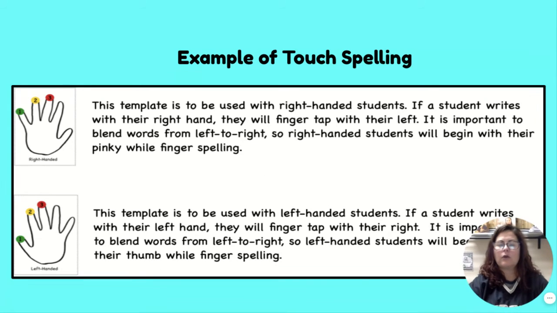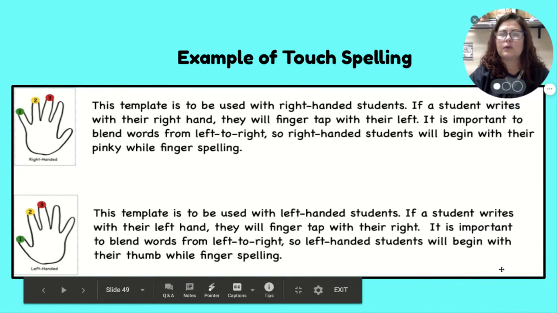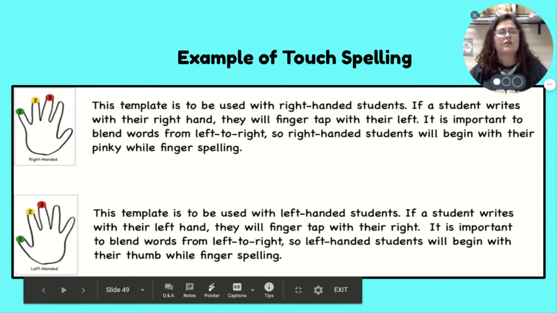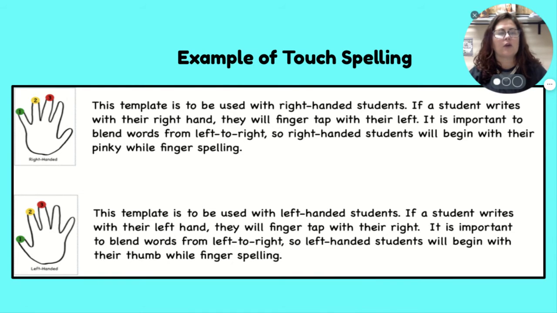Okay, so now we're on to the section where we're going to use touch spelling. This is just a reminder of what you're going to use. If you're right-handed, your writing instrument will be in your right hand, and you'll start tapping with your pinky. If you're left-handed, your writing instrument will be in your left hand, and you'll start with your thumb, following the left to right sequence of how words are in our language.